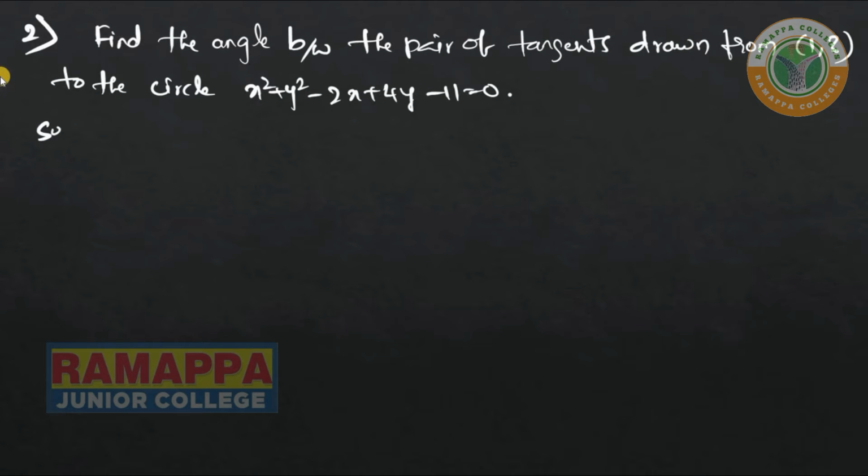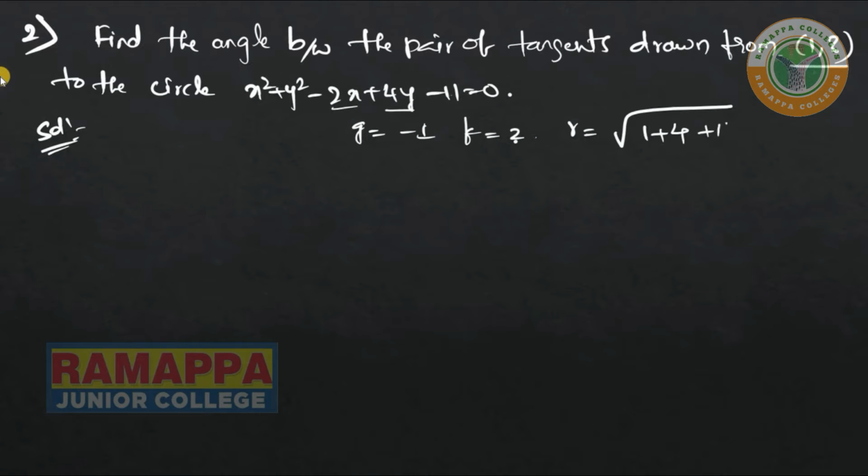The second question: find the angle between the pair of tangents drawn from the point (1, 3) to the circle x square plus y square minus 2x plus 4y minus 11 equals 0. Same question, same answer to find. So g is equal to minus 1 and f is equal to 2 from this. And r is the square root of g square, which is 1, plus f square, which is 4, and minus c means plus 11 here. It becomes the square root of 4 plus 11, which is 16. So r is equal to 4.